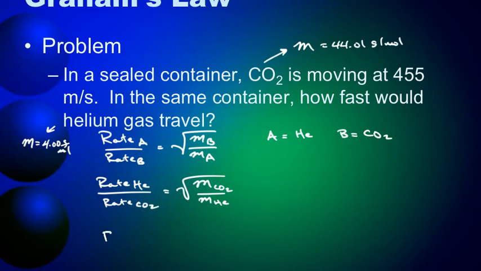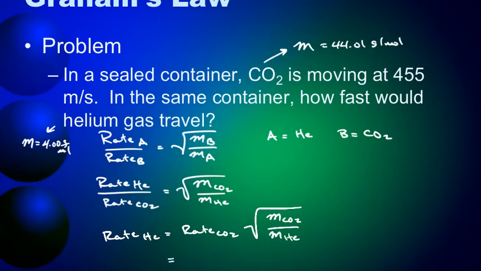So we're solving for the rate of helium is equal to, okay, well, we'll bring the rate of CO2 over to the right side, and then times the square root of molar mass of CO2 divided by the molar mass of helium. And we start plugging stuff in. This is 455 meters per second. And then here we're going to have the square root of 44.01 divided by 4.00. Running out of room for the units, so we'll skip writing them just for the moment.